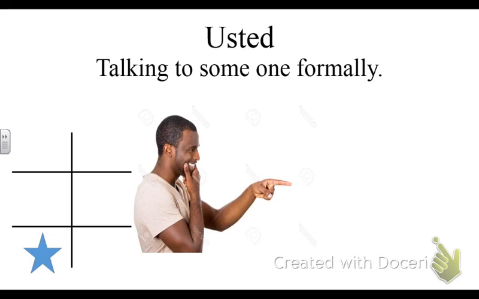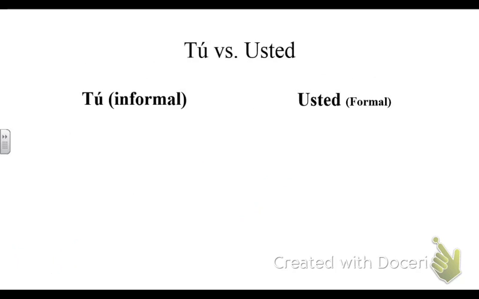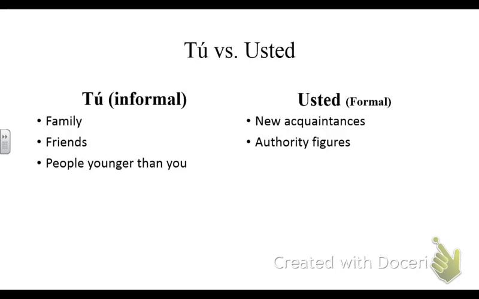Same with usted. Usted is the formal form of you. It's talking to someone formally, and it is in the same box as él and ella. Here's a recap of the differences between tú and usted. We talked about this in the other video, but it's always good to have a refresher. So tú is informal, used with family, friends, and people that are younger than you. Usted is more formal, so you use it with new acquaintances, authority figures, and older people.